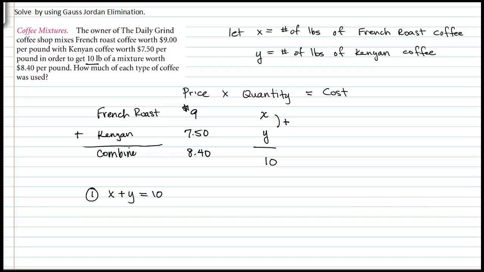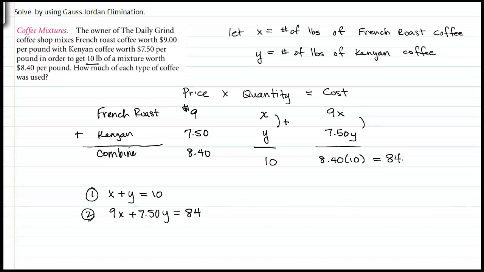What about the cost? The cost for the French roast is going to be 9X. The cost for the Kenyan is going to be 750Y. And the cost of the combined is going to be 840 times 10. The sum of the French roast and the Kenyan has got to be equal to the combined. So your second equation is going to be 9X plus 750Y is equal to 8400, because that's what 840 times 10 is.